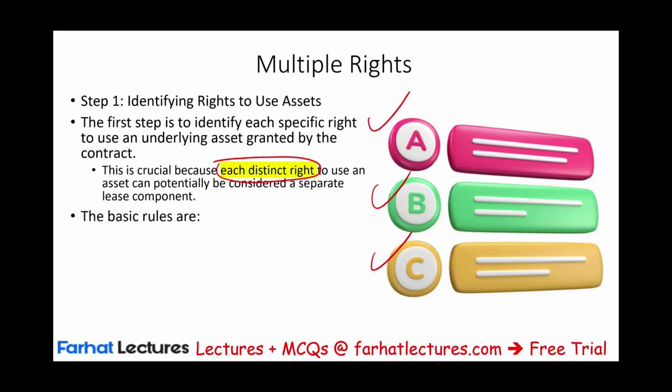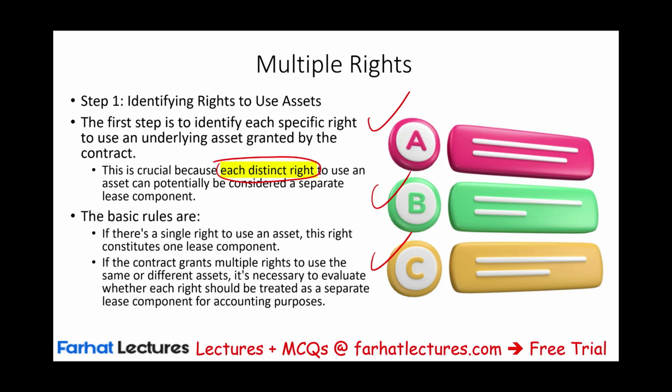What are the basic rules? The basic rules are the following. If there's a single right to use an asset, the right constitutes 1 lease component. If you have 1 single right, then you have 1 lease component. If the contract grants multiple rights to use the same or different assets, now we're dealing with different assets, it's necessary to evaluate whether each right should be treated as a separate lease component for accounting purposes. So let's assume the hardware is the main and the network. Do they come together? Can we separate them? Is the network giving us different rights? And we're going to see how we separate them.